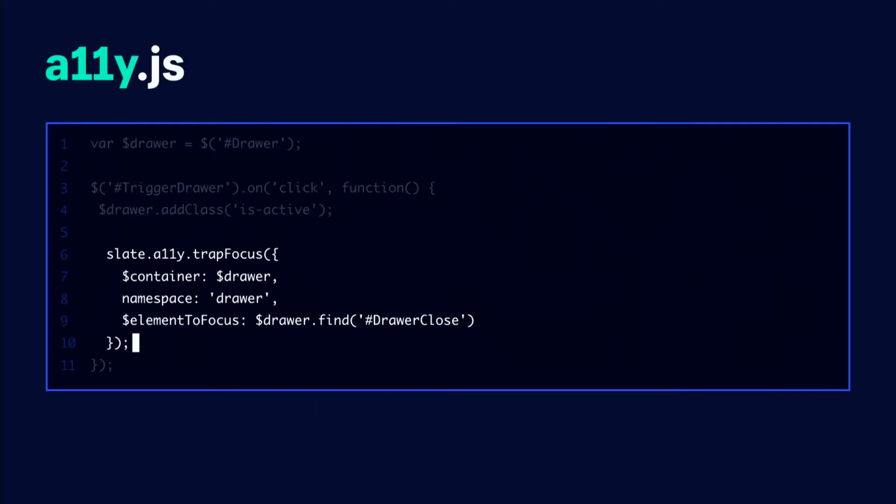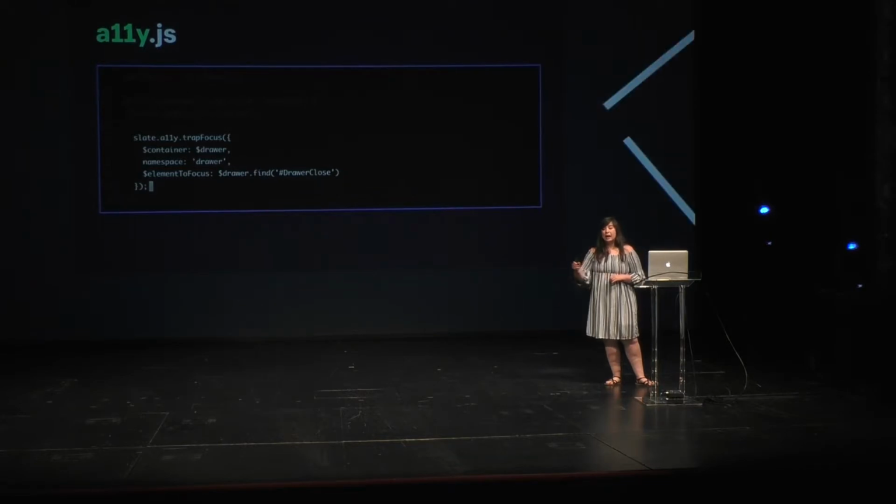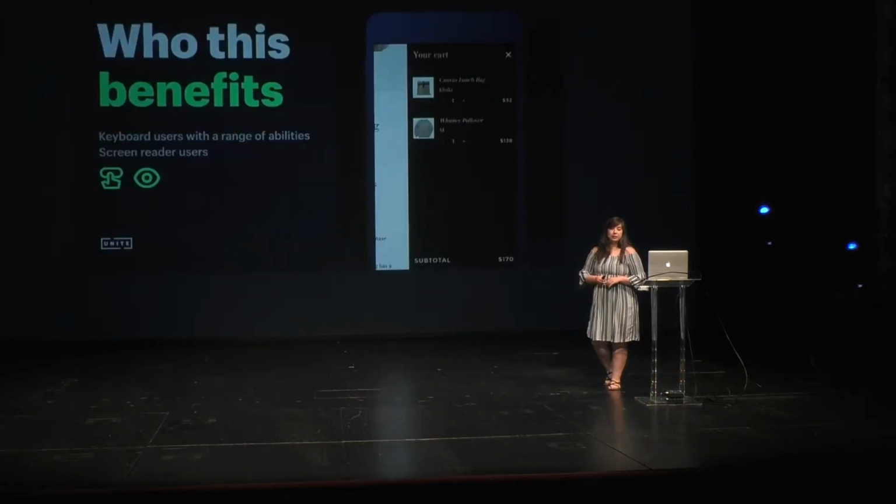It's really straightforward. So in this example, a drawer is being triggered to open and close based on a button with a click event. We can trap the focus using the trapFocus method from a11y.js to trap the focus in the cart drawer. So container here specifies what it is that you want to trap focus within, and elementToFocus sets an element for selection after the focus is trapped.